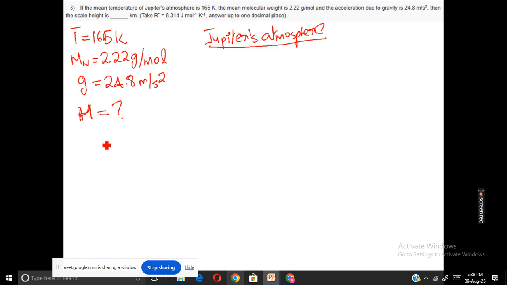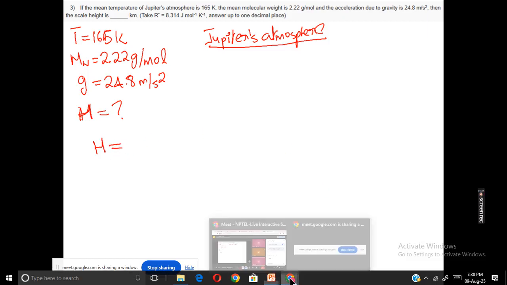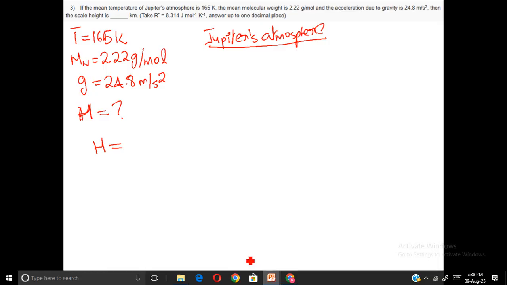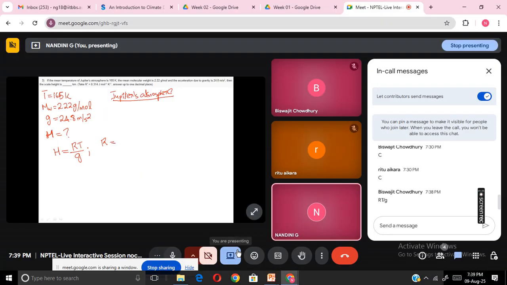So what is the equation for scale height? You remember? We discussed this in the last class. What is scale height? Or just the equation is also fine. So the equation for the scale height of the atmosphere is H equals R T by g. And can you tell me the value of R?